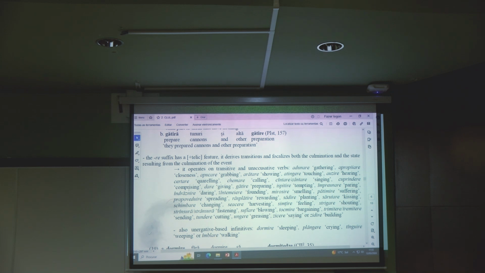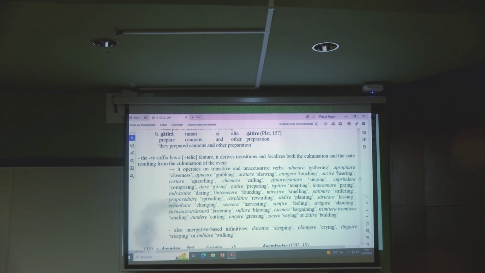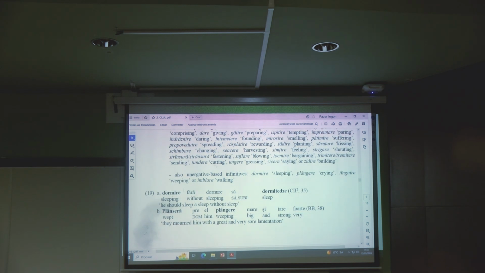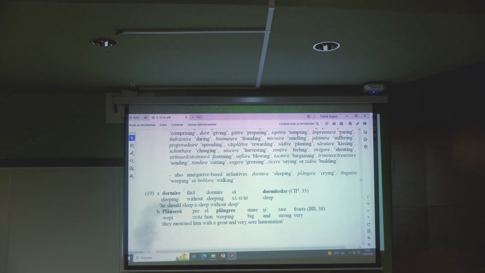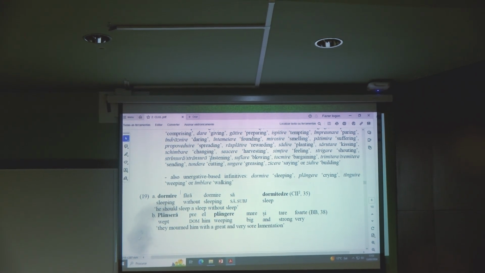Again, we have a long list. I'm not going to go through the list. All of them are derived with the help of the re suffix, that is the infinitive suffix in Romanian: adunare, apropiare, apucare, arătare, and so on and so forth. Interestingly, I've also found unergative-based infinitives: dormire, plângere, tânguire, umblare, and there are two relevant examples in 19. They are impossible in present-day Romanian. They are not problematic in Old Romanian in these biblical and religious texts.